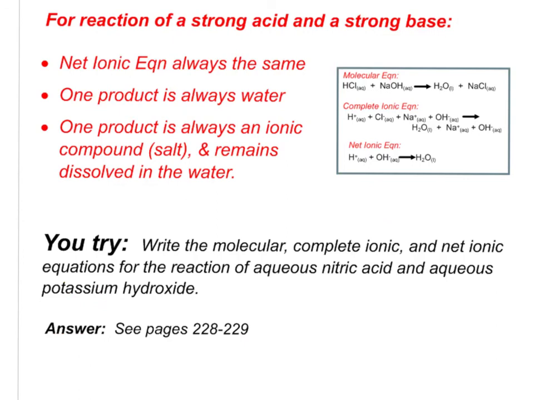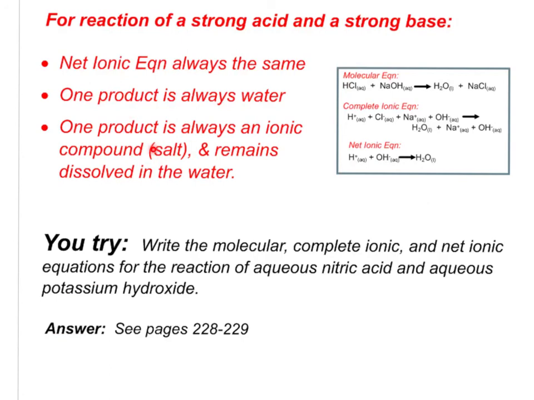So let's just review. For the reaction of a strong acid and a strong base, we have some things that are always true. The net ionic equation is always the same, right? Because we always have hydrogen ions, hydroxide ions forming water when we have a strong acid and a strong base being combined together. So this will always remain the same. In this type of reaction, one product will always be water. So that's given. The other product will always be an ionic compound. Remember, we call that a salt. It will remain dissolved in the water.